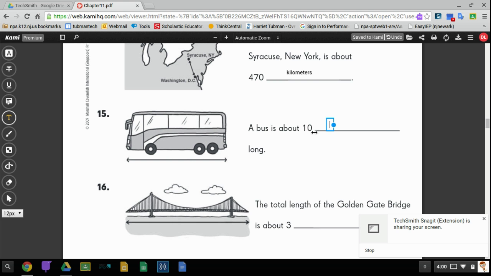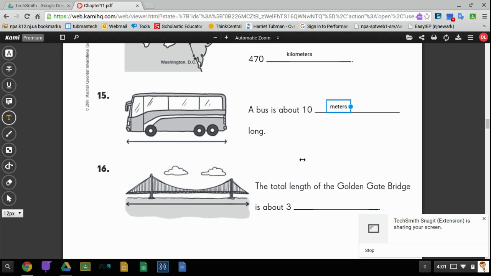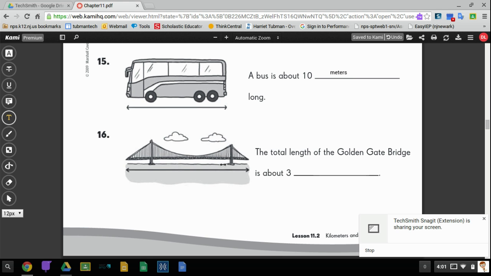15. A bus is about 10, so this bus kind of is like the size of a really tall tree. So the bus is about 10 meters tall. And if we look at this, the Golden Gate Bridge, a bridge is much bigger than a tree, so the total length of the Golden Gate Bridge is about 3 kilometers.